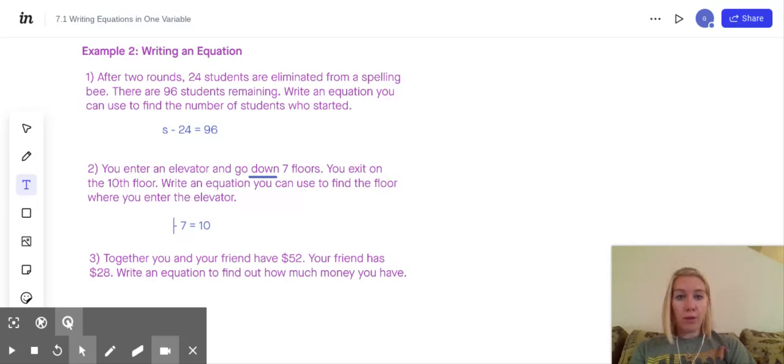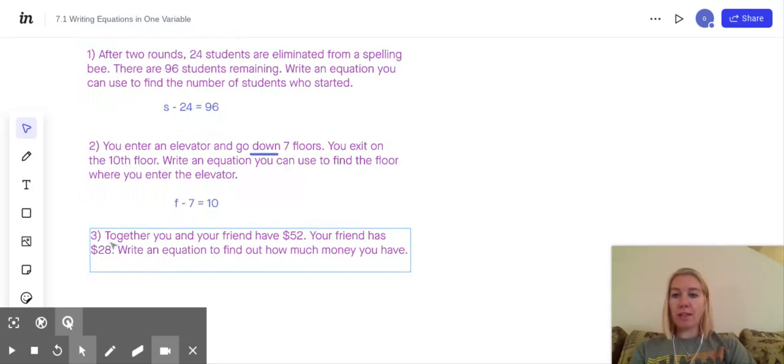Now, we don't know where we started, so let's use a variable for that floor. We could use the variable f for floor, right, because it's set in the directions. Write an equation you can use to find the floor where you enter the elevator, and we don't know that. So let's see if our equation works out. So we have the floor where we started, minus 7. And yep, enter the elevator, go down 7 floors. So yep, minus 7. And you exit on the 10th, equals 10. That looks good.